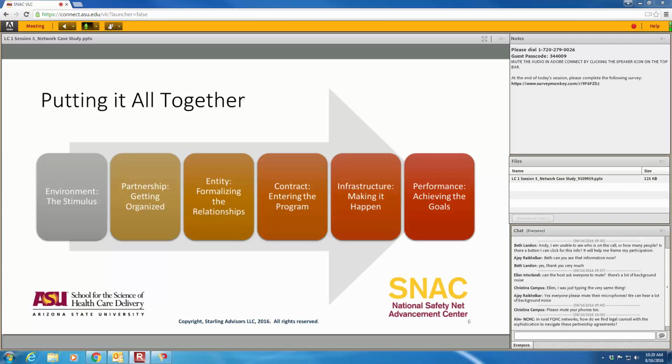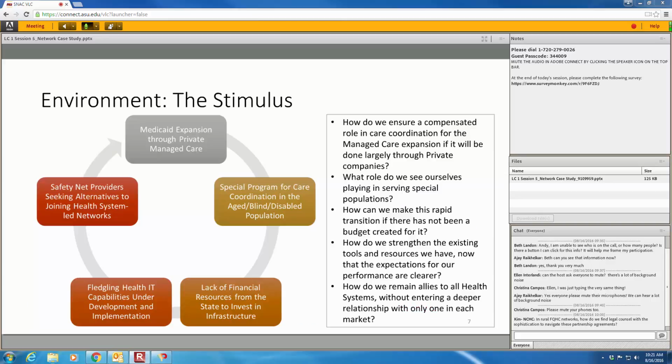The first is the overarching environment. The second is what the group of safety net providers did in response to that environment, how they formalized it, who they had to go through to get contracts, what infrastructure they needed to make it work, and then what they did to achieve their goals, which creates both sustainability for the network and ideally renewed or new investment in the underlying safety net providers.